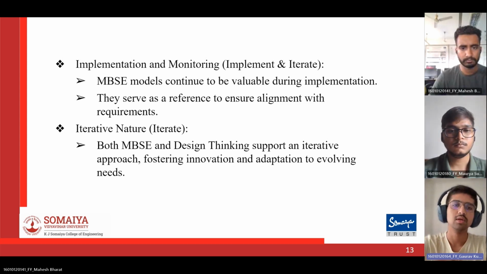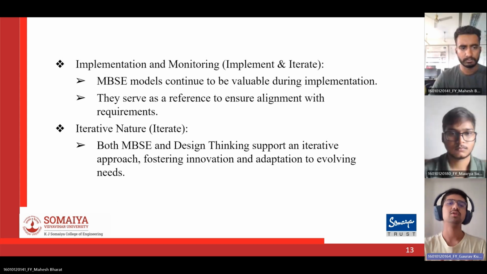In conclusion, the integration of MBSE and design thinking creates a powerful synchronization energy. MBSE provides technical depth, enabling rigorous analysis and simulations, while design thinking injects a user-centric, creative, and iterative approach. Together, they pave the way for holistic solutions, technically robust and user-friendly, fostering innovation and successful product development.